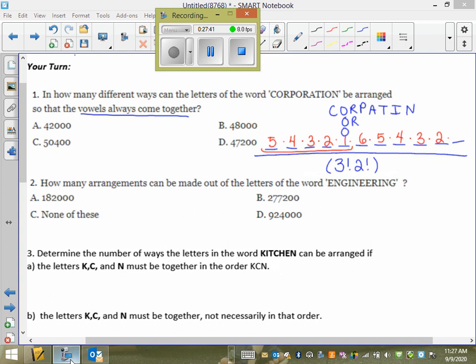Good job, me. Okay. What do I have to do at the end then? Multiply by 7, because does it say together at the front or at the back or in the middle? Nope. So it's going to be 5 factorial, 7 factorial over 3 factorial, 2 factorial, which is A, B, C, or D? C? Okay, perfect.